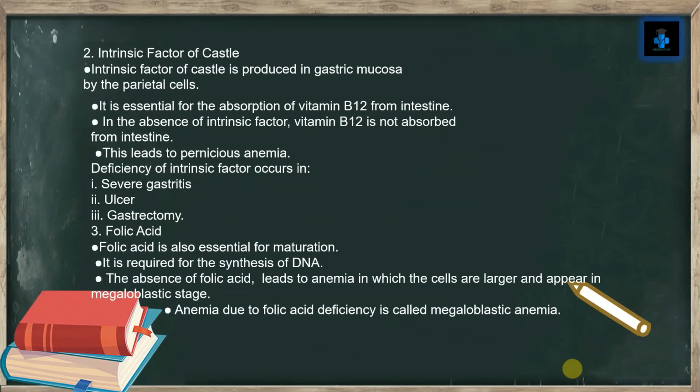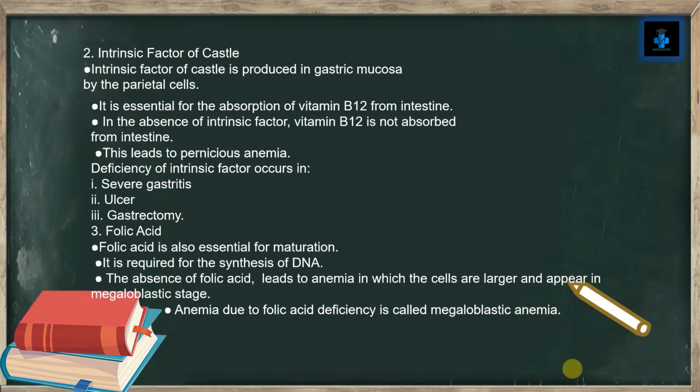Number 2. Intrinsic factor of Castle. Intrinsic factor of Castle is produced in the gastric mucosa by the parietal cells. It is essential for the absorption of vitamin B12 from the intestine. In the absence of intrinsic factor, vitamin B12 is not absorbed from the intestine. This leads to pernicious anemia. Deficiency of intrinsic factor occurs in severe gastritis, ulcer, and gastrectomy.